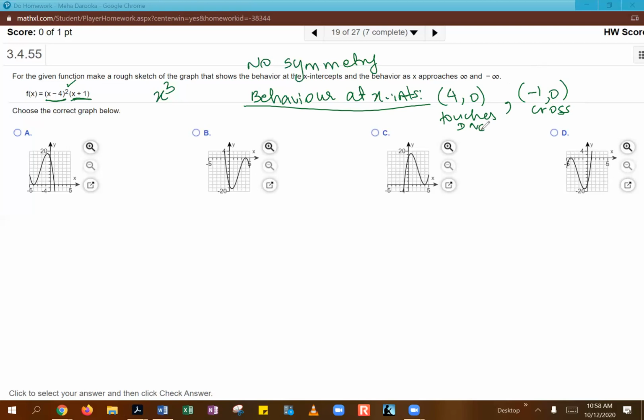Very nice. So we have our behaviors, and you can kind of see, and I'm not sure how visible this is for you, but you should see with graph B and C at +4, we are noticing that touch, and at -1 we have the cross. And then in graph B also at +4, you should be able to see the touch, and at -1 the cross. Let me make these guys bigger.